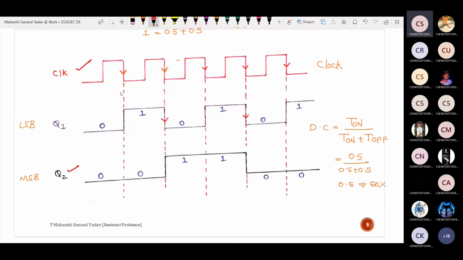Q1. We have to consider Q1. Now Q1 will be acting as a clock, not this one. So see here, that's the reason I'm putting arrows here now. Again, negative edge trigger, which is nothing but 1 to 0. And this is also 1 to 0.